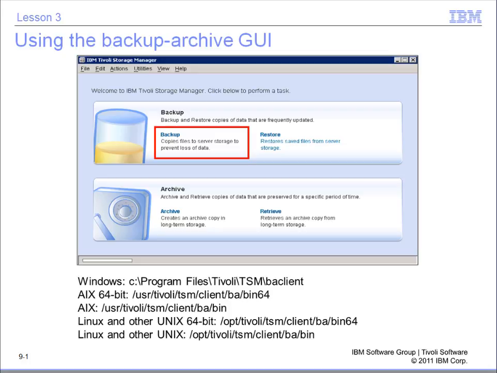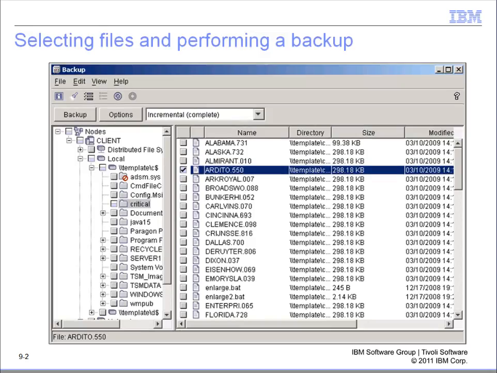To start a backup operation, click where it says Backup, and that will open the next page, which looks like this. Now, when it first opens, the center pane will be empty, and all of the directory navigation will be collapsed. You'll need to click the plus sign to open it up and navigate to where you want to do your backups. In our lab, we have a folder called Critical. In this folder are a bunch of very small files that we're using for our backup.